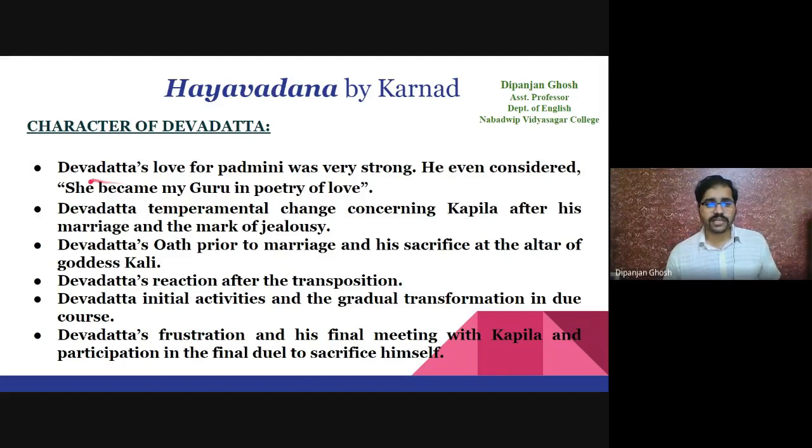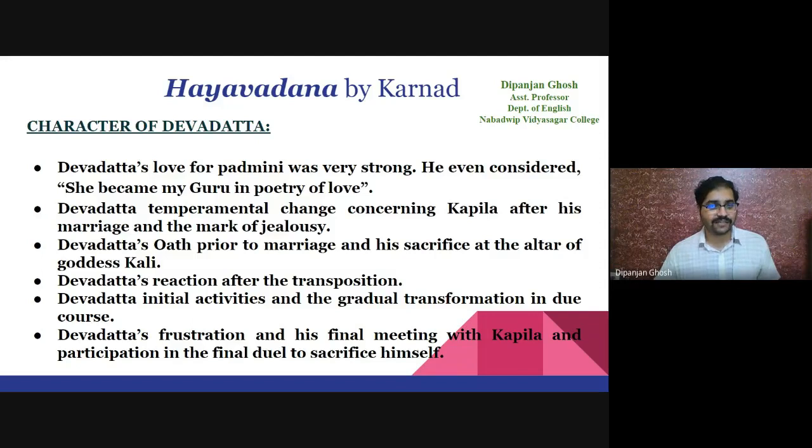Now, the next point is Devadatta's oath. You see, what is the oath? You will find that prior to the marriage, when Devadatta couldn't find any particular way out regarding the marriage between himself and Padmini, then he had taken an oath. What was the oath? He had taken an oath of sacrificing his life and the head to Rudra. Okay, so Kali and Rudra, these have been pointed out. So ultimately in the text you will find that though he was taking the oath of sacrificing his head to Rudra, ultimately he is doing that to Kali.